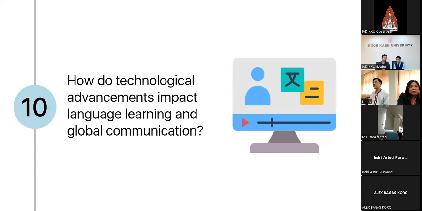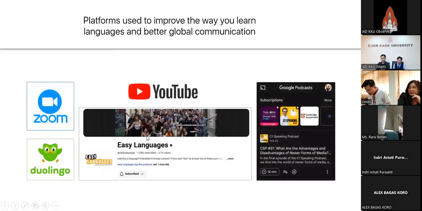Anyone? Duolingo, Duolingo. Okay, so mostly Duolingo, I think. I agree with that one because I use Duolingo to practice my English skills also. Yes, that's true. And Zoom, of course. Zoom is also one of the technological advancements that we can share.